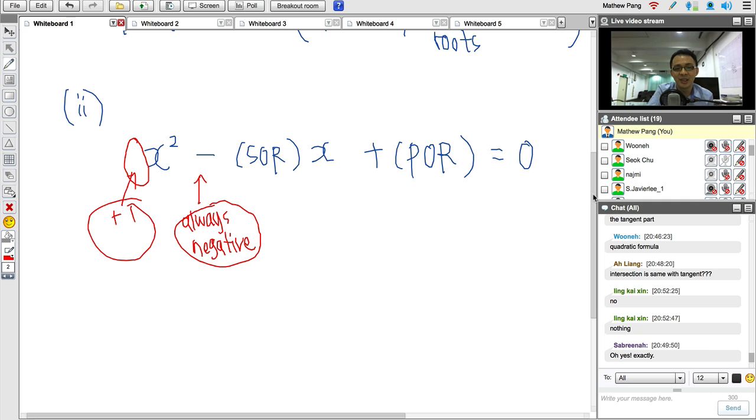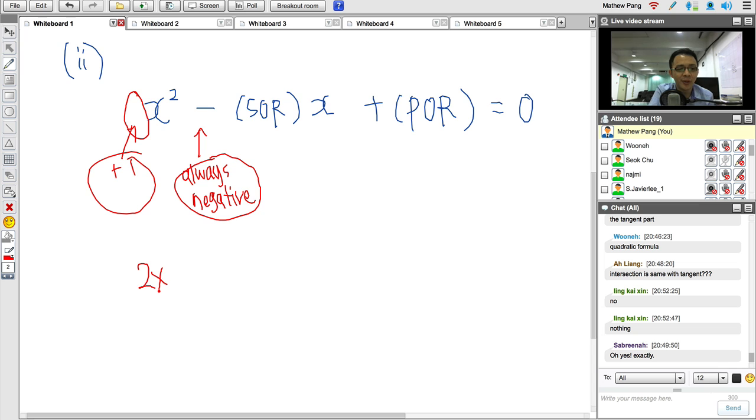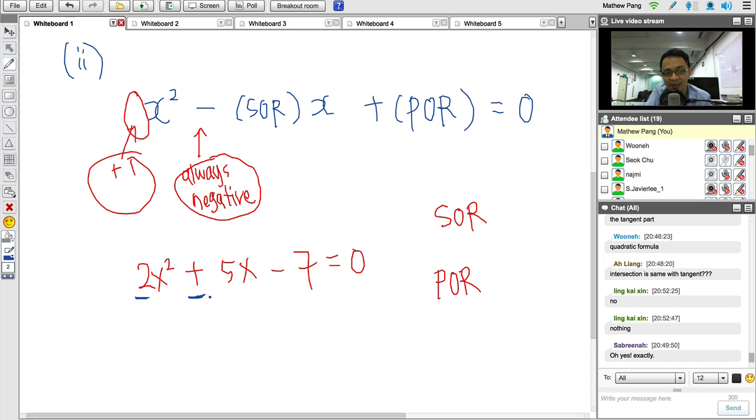For example, I'll randomly give you an example: 2x squared plus 5x minus 7 equals 0. I want to find my sum of roots and product of roots. I cannot straight away say my sum of roots is 5 or negative 5. It's wrong, because this equation doesn't obey the rule I mentioned. In order to use this rule, this coefficient always needs to be positive 1, it cannot be 2, and this sign needs to be negative, it cannot be positive. So I need to change it first before I take the sum and product of roots.